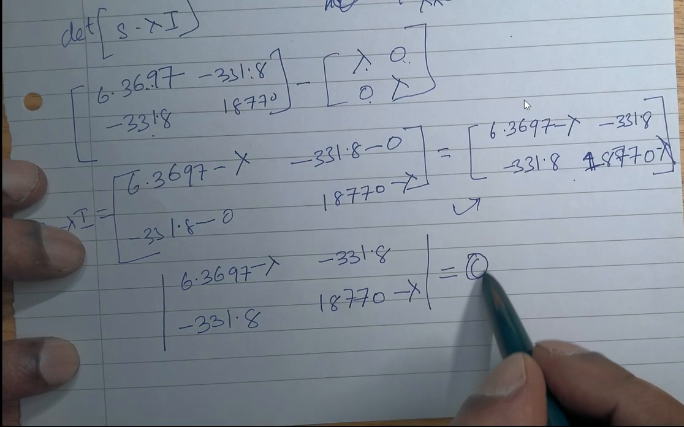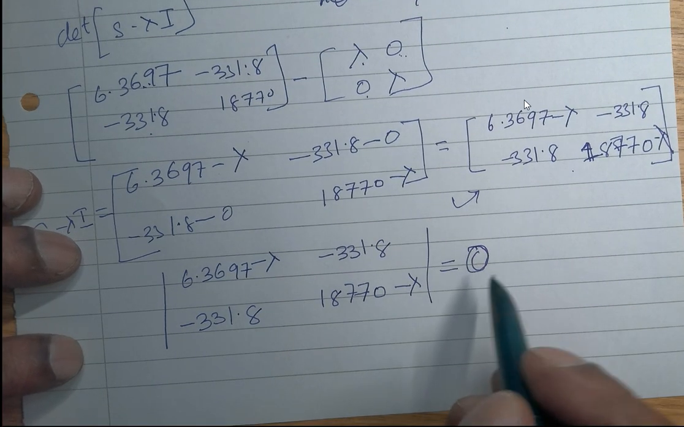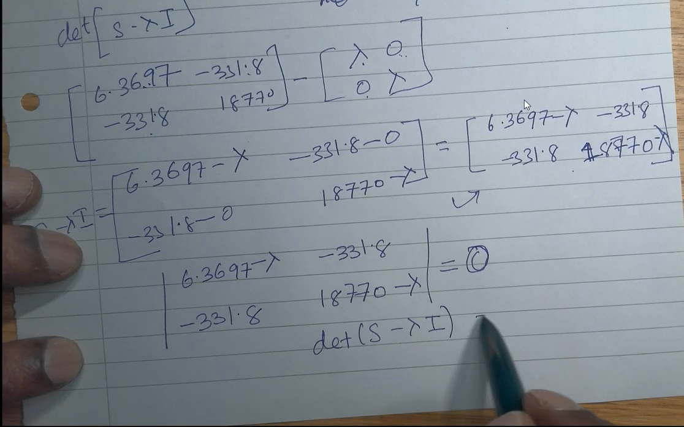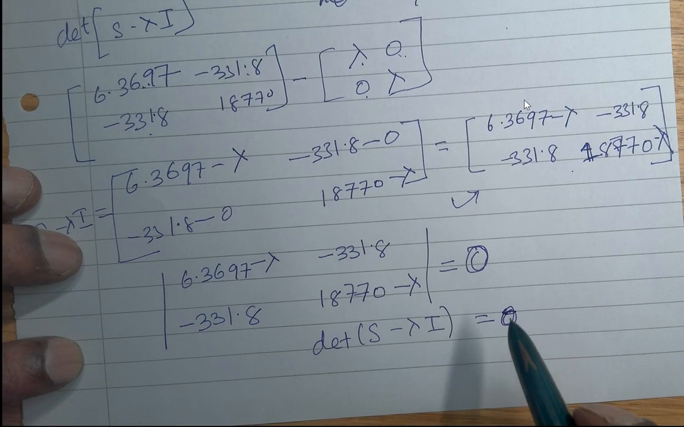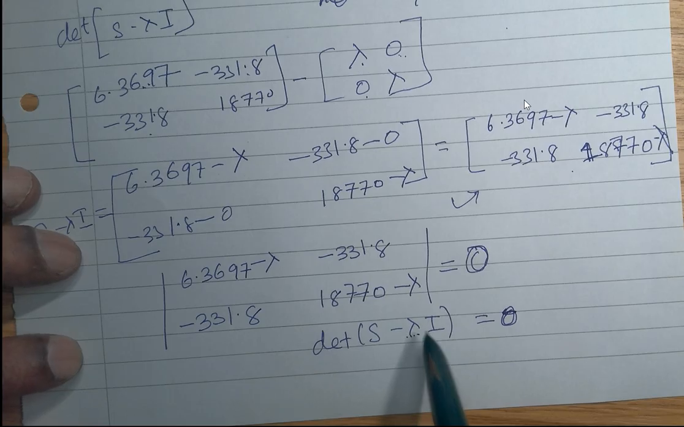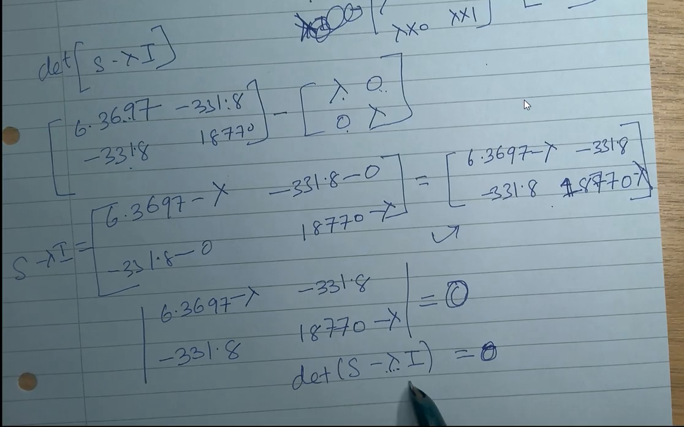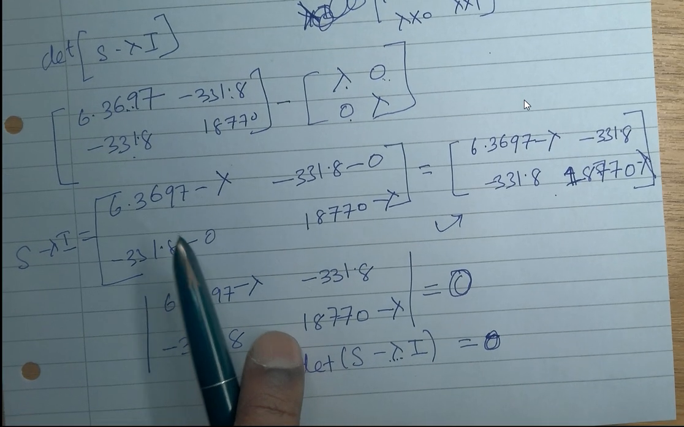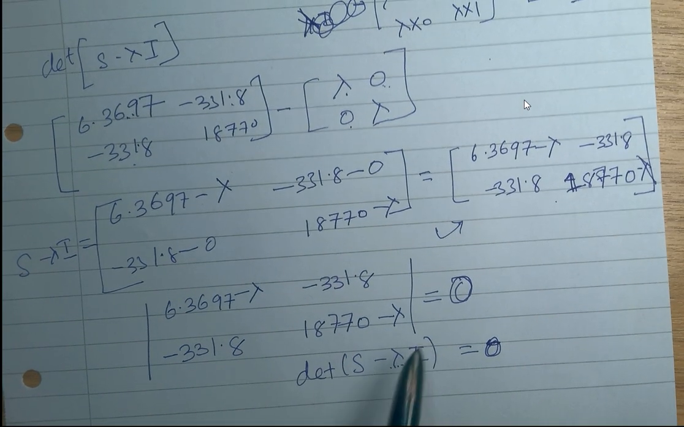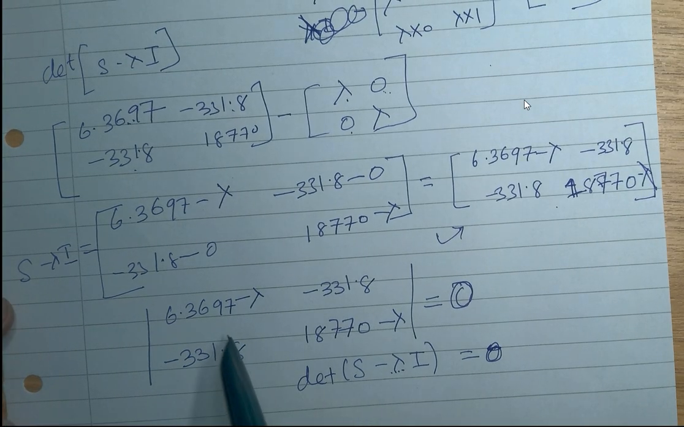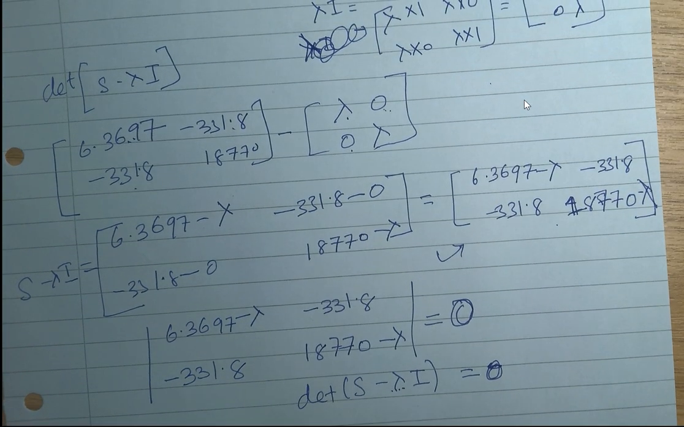This is the method to calculate the eigenvalues: the determinant of S minus lambda I should be equal to 0. That allows you to calculate the eigenvalues. If you have a 2 by 2 matrix here, you will get 2 eigenvalues. If you have a 3 by 3 matrix here, you will get 3 eigenvalues. So let's calculate this one. How do you get the determinant of this matrix? How do you do that?